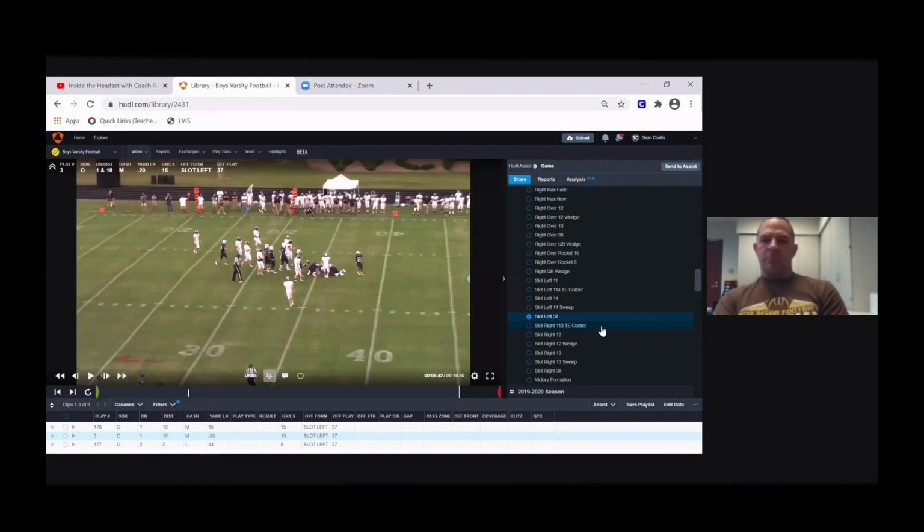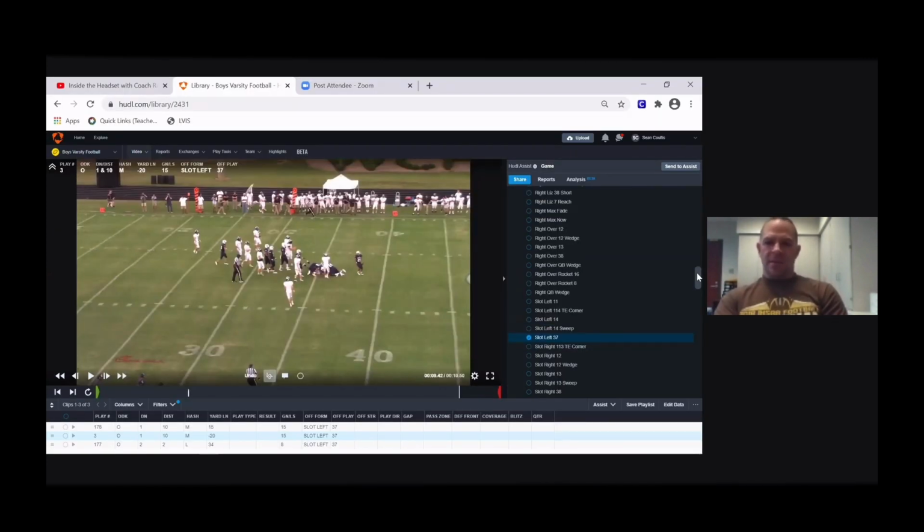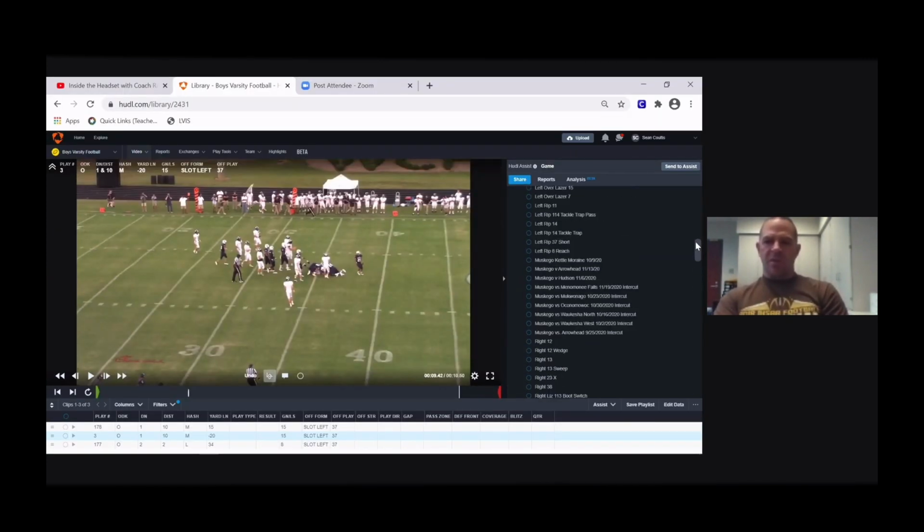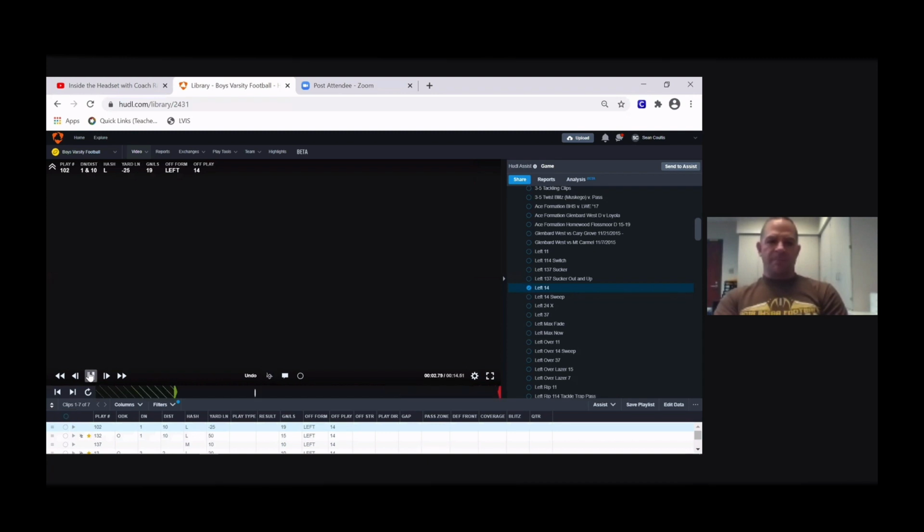Okay, so again, let's look at belly here, how we can run belly out of a multitude of looks. Okay, so we can run belly. I'm just going to kind of go through this quickly. We can run it out of left and right.